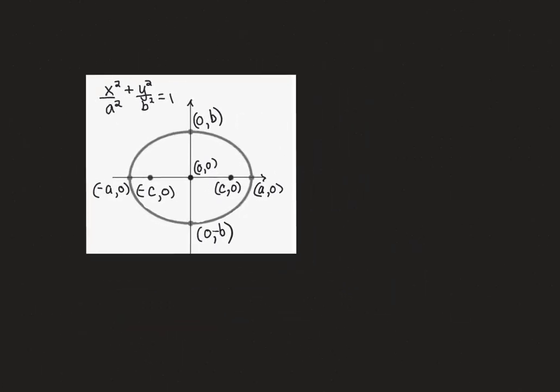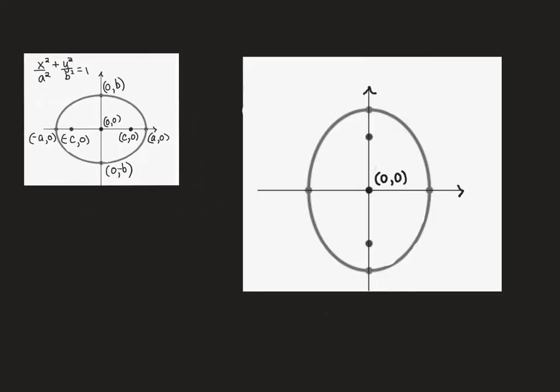Let's compare this with an ellipse whose major axis is along the y-axis of our Cartesian plane. Its center is at 0, 0. To indicate which of the axes is the major axis, we will use A to indicate the distance from the center to the vertices. So the vertices are at points 0, A and 0, negative A on our y-axis. And that means the endpoints of our minor axis will be B, 0, and negative B, 0.